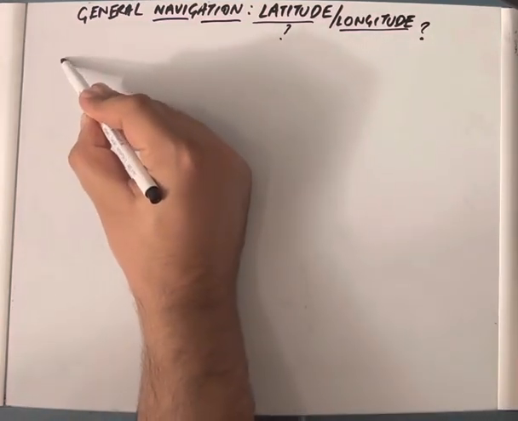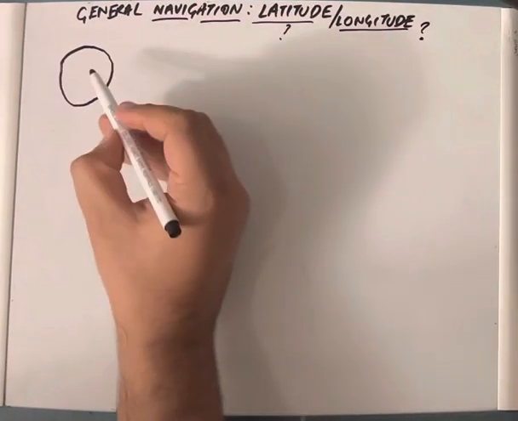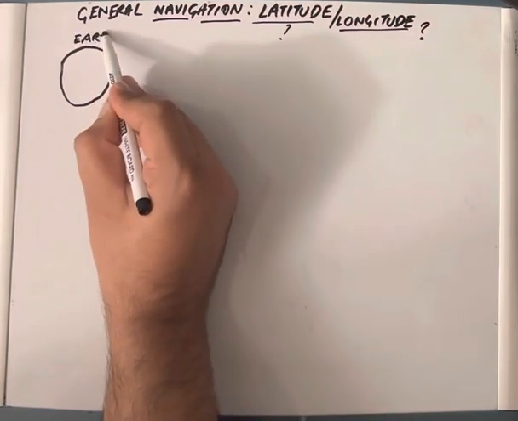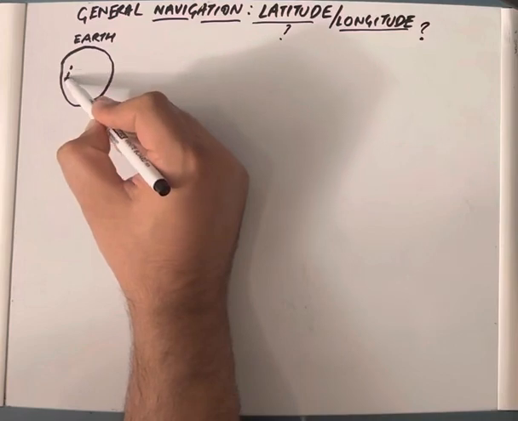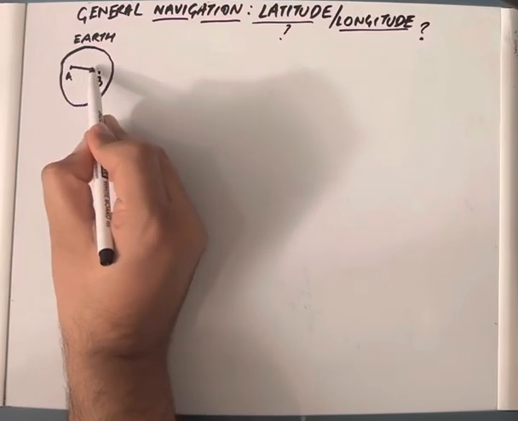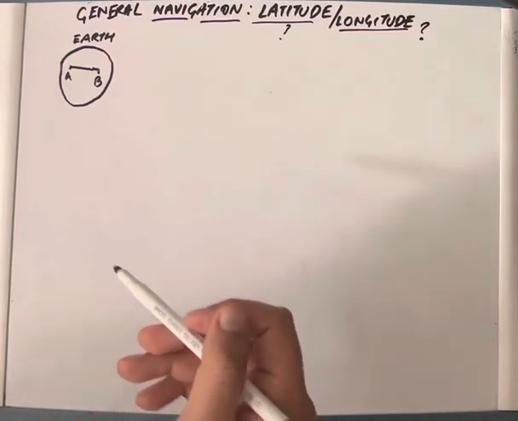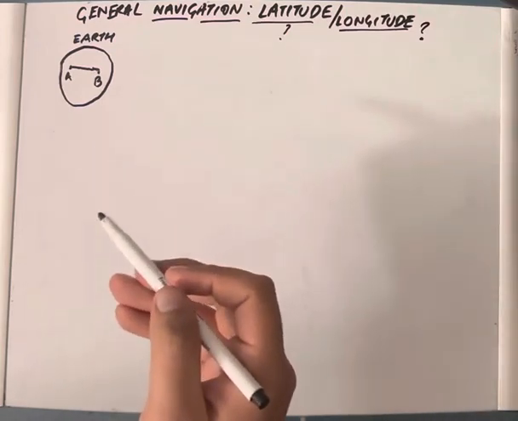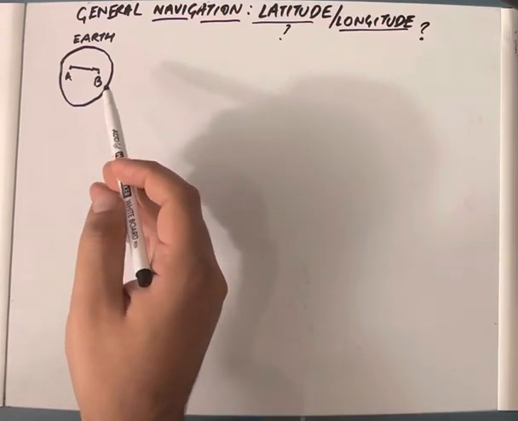Let's draw our planet Earth over here, a small circular representation of the Earth. Suppose we have to go from place A to place B on Earth. We need to program our flight computers or systems, or draw something, so as to follow a route from one place to another place on Earth. Because of that, we need some system.